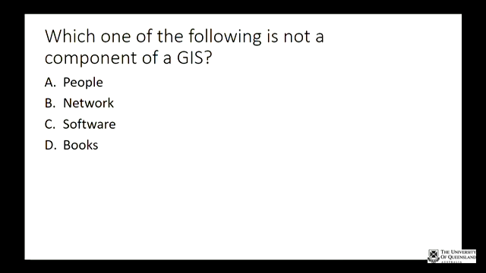Okay. So which one of the following is not a component of a GIS? People, network, software, or books? I'm thinking of that broad definition of GIS.